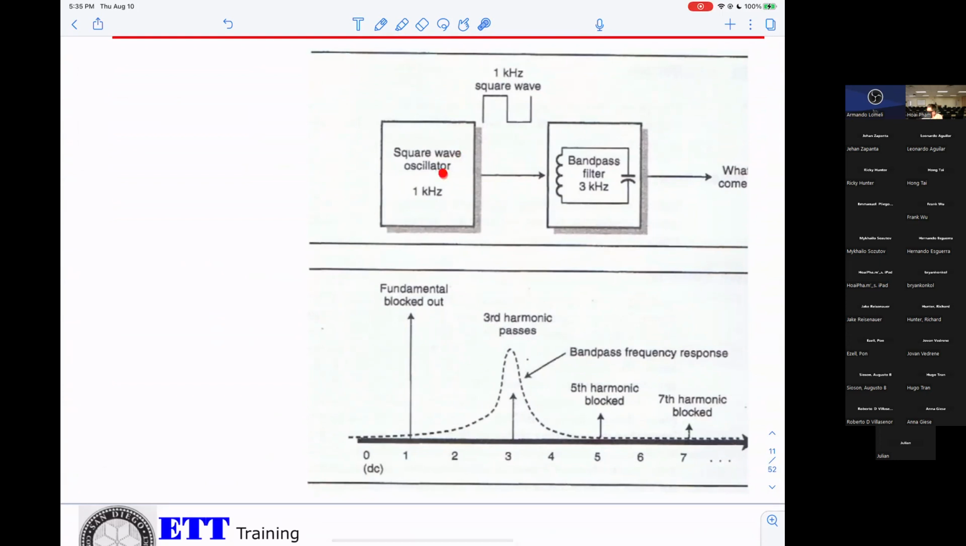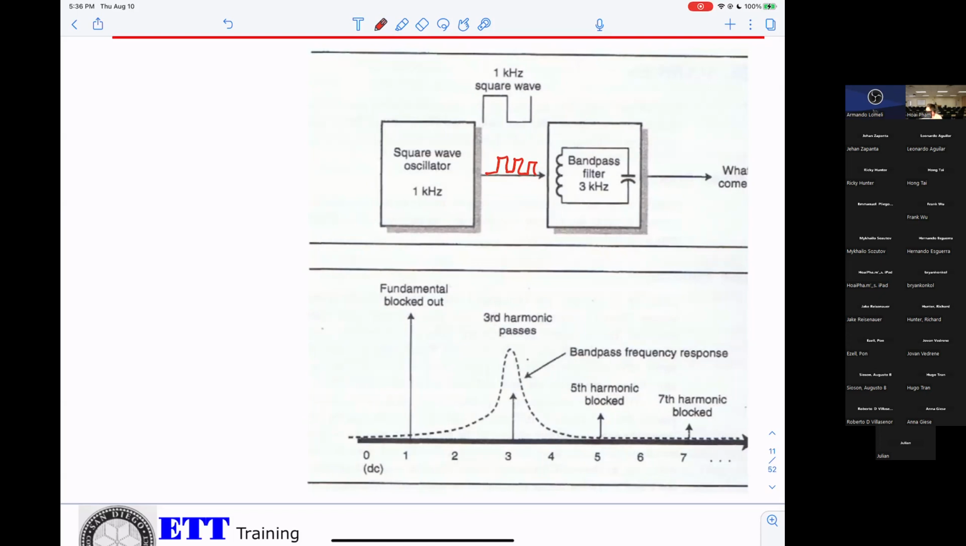Square wave oscillator. You understand what that means? What is a square wave oscillator? If you're going to buy an oscillator, a 1 kilohertz square wave, when you turn on power, automatically they just give you a square wave of 1 kilohertz.